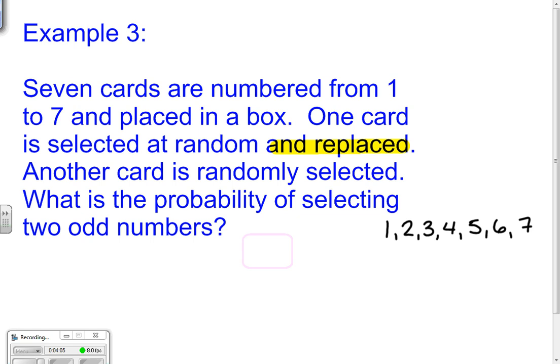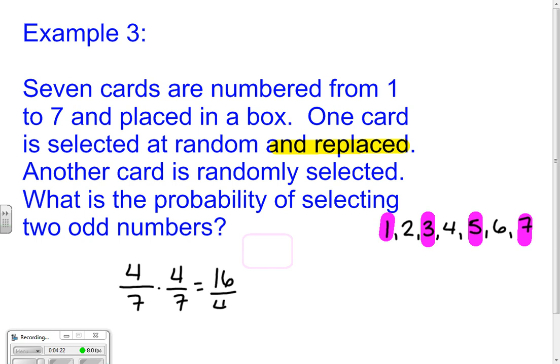The odd numbers here are 1, 3, 5, and 7. So the probability of picking an odd number first is 4 of them over 7 cards total. And then I replace it, which means the second probability is still 4 over 7. My final answer is 16 over 49.